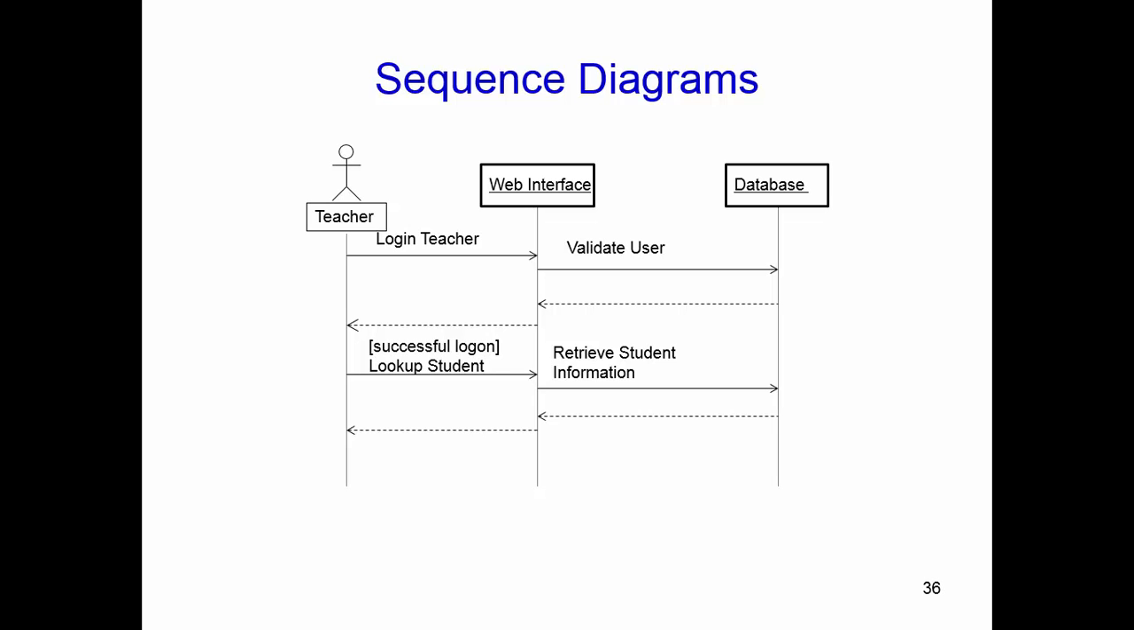Another example, let's say this is a web interface for teachers to log in, something like Tracks. So the teacher will log in, web interface will validate the user, database will return that message, and then you can log in into the system, retrieve information about students. So if I want to access some of your information after login, I can do that, and then you'll go through the same process.